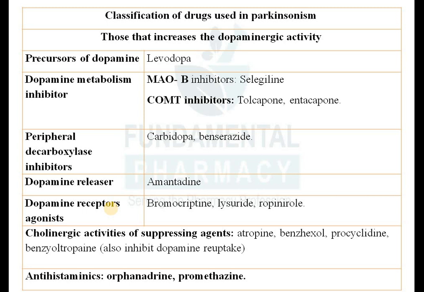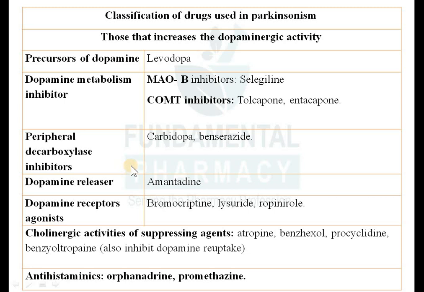Parkinson. So you can use dopamine precursor, for example levodopa, right? Levodopa. Then you can increase the dopamine level by inhibiting its metabolism, right? So how you can inhibit the metabolism of dopamine? By inhibiting these two enzymes. So first one is MAO-B, monoamine oxidase B. So its inhibitor is selegiline. Okay, example. Then COMT inhibition. So COMT inhibitor example is tolcapone and entacapone. Tolcapone and entacapone. So these will decrease the metabolism of dopamine, and they will increase the level of dopamine in the brain, right?